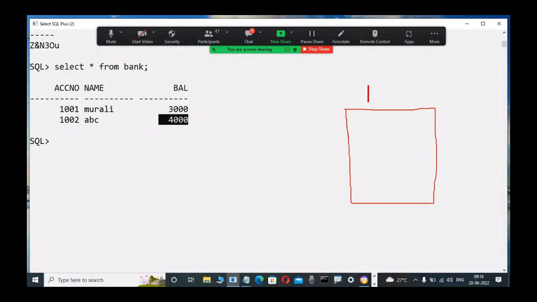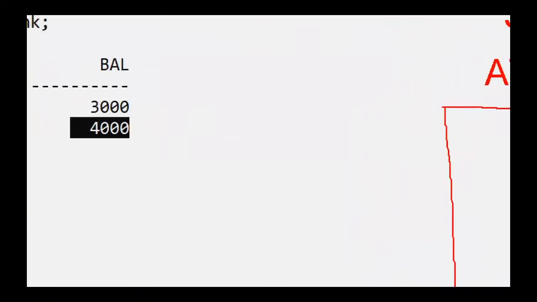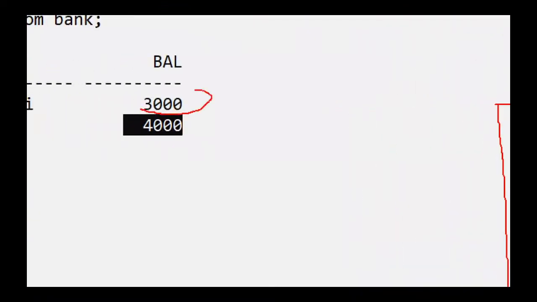Today, I want to withdraw some money from an ATM machine, for example. Okay, in a bank ATM. This is SBI bank only, State Bank of India, or a government bank, for example. Now here, Murali is my name only. My account number is 1001. My balance is 3,000 presently, in this bank only.